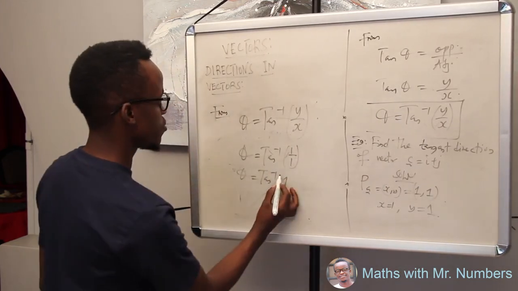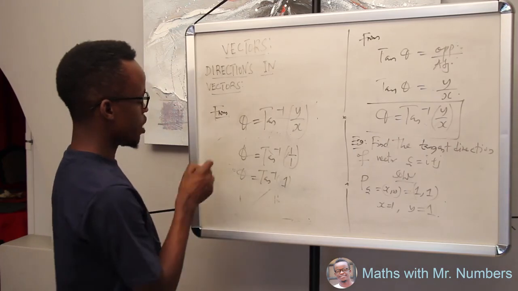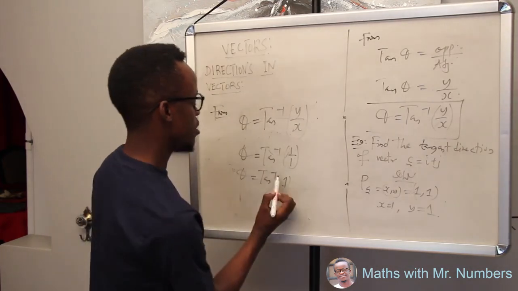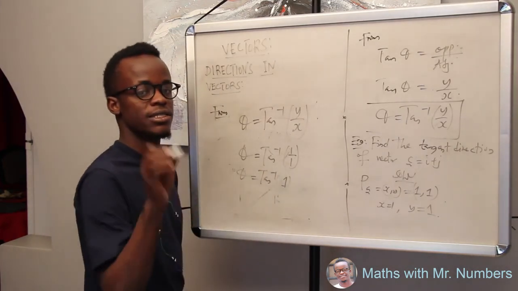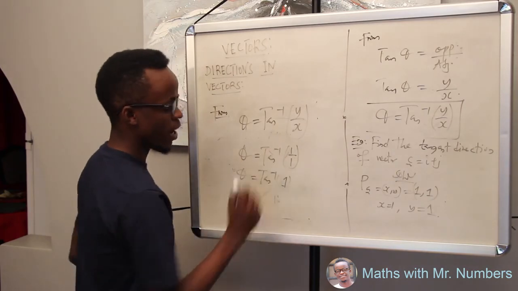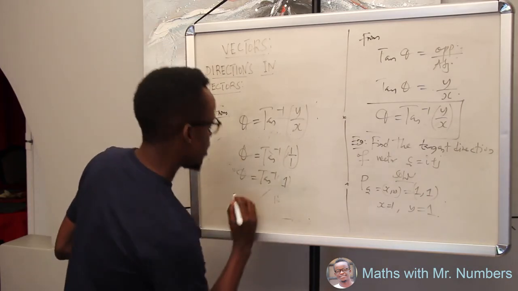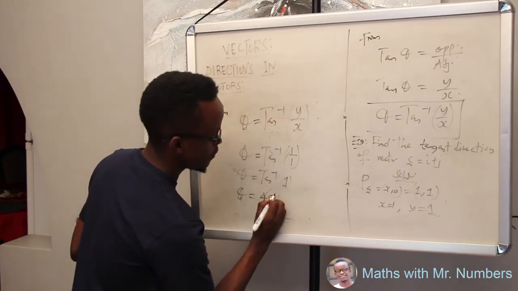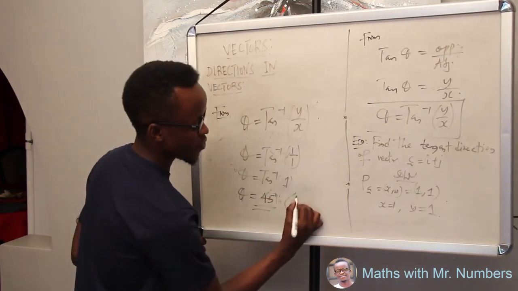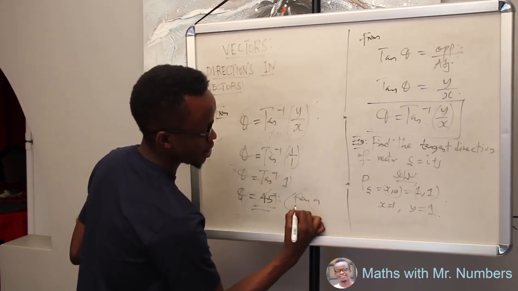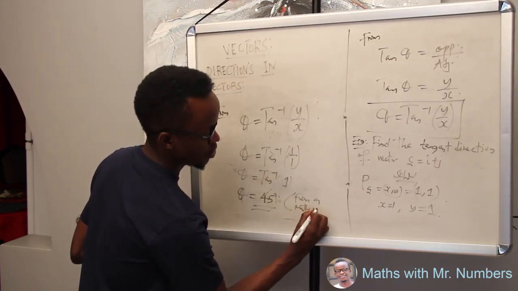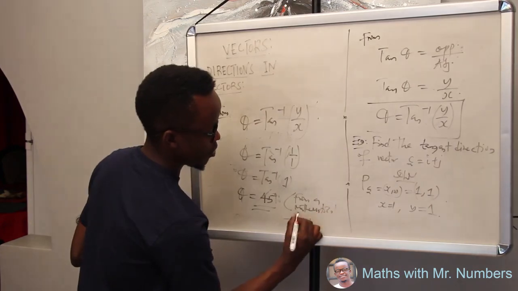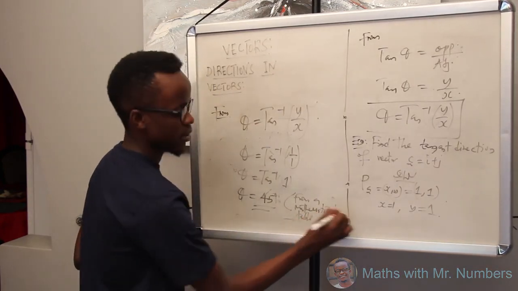Tan inverse of 1 asks which angle will give you the value of 1 when you read its tangent. The angle which gives the value of 1 is 45 degrees, and this is from a mathematical table. Okay. Thanks.